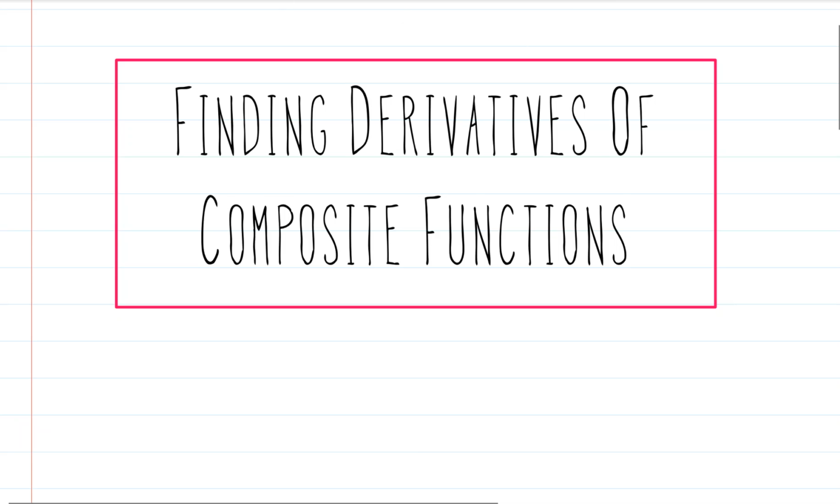Today we are talking about finding derivatives of composite functions. So composite functions, just in case you forgot, would be like f of g of x or g of f of x. And we have one worked example here for you, and I think that this will be really helpful. Let's get started.